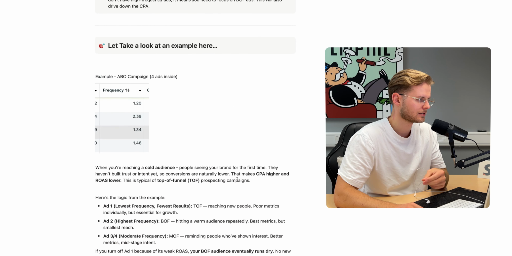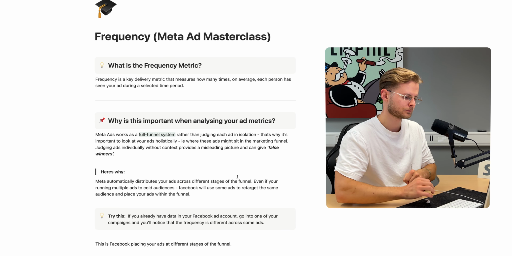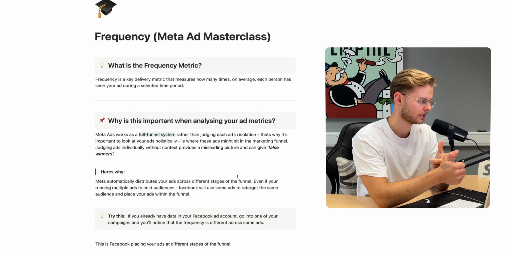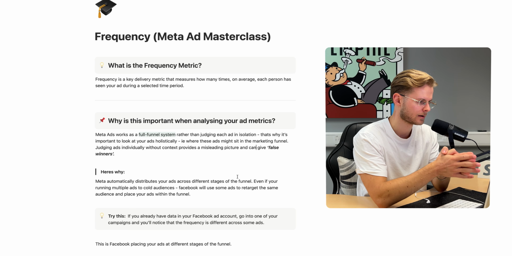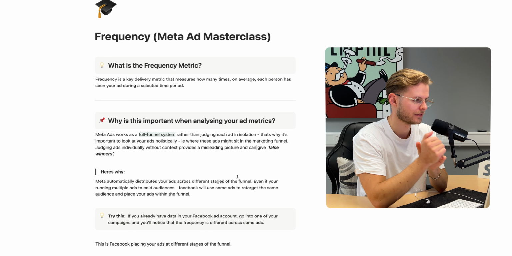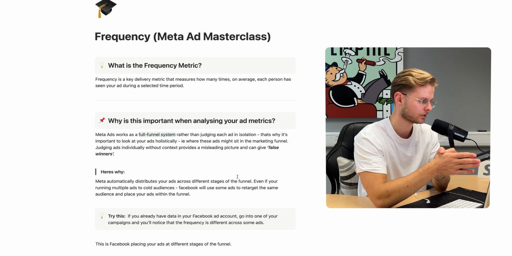So this is the frequency metric, and just a few final points: look at all of your metrics. Don't just look at ROAS and CPA. It can give you false winners, and make sure to take this into account when you look at your campaigns. And don't just turn off one ad because you think it's not driving the results you want, because it might be affecting the other ads down below that sit in the funnel. And if you turn one off, you might just be killing your own funnel.